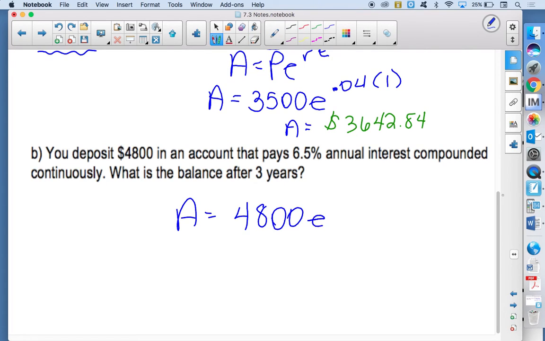does. So the rate would be 0.065, and now this time it's 3 years. So the years is always applied in the equation because the longer the amount of time you're investing it, the more money you're going to get.